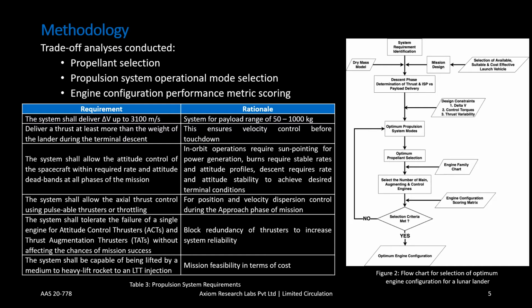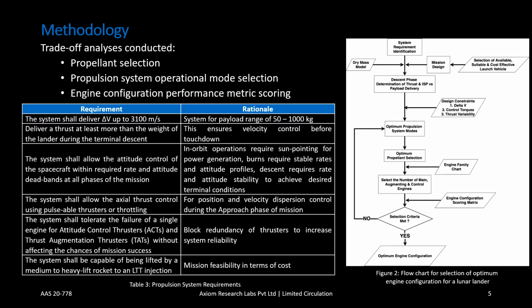And given the design constraints of delta V, control torques, and thrust variability, we proceed to study the optimum propulsion system modes. We then perform the optimum propellant selection, and based on the known engine families, we select the number of main, augmenting, and control engines, and we assign a score for each of these configurations. And for any of these configurations, if they meet the selection criteria, we select them as an optimum engine configuration.